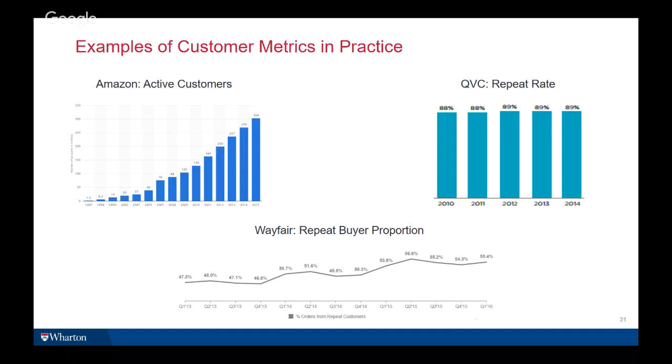And just to give a better sense for it, here's some actual data. So we see the number of active customers at Amazon, the repeat rate at QVC, and the repeat buyer proportion for orders at Wayfair. And just as a small hint, Wayfair is going to be one of the companies that we're going to do an analysis on in the next version of the paper. So very excited to share that once the results are finished.